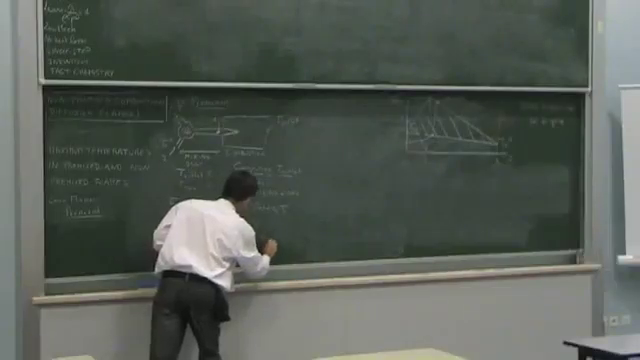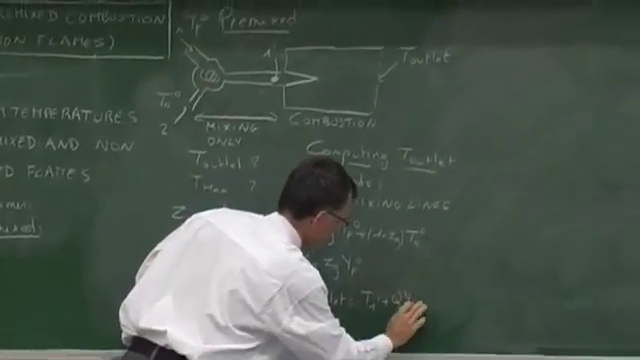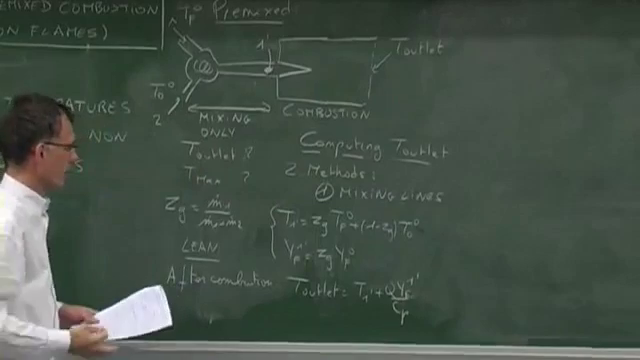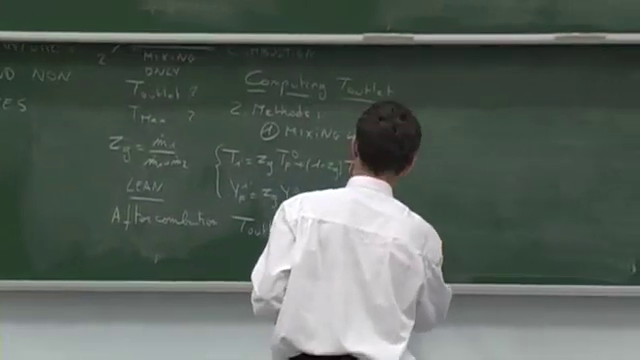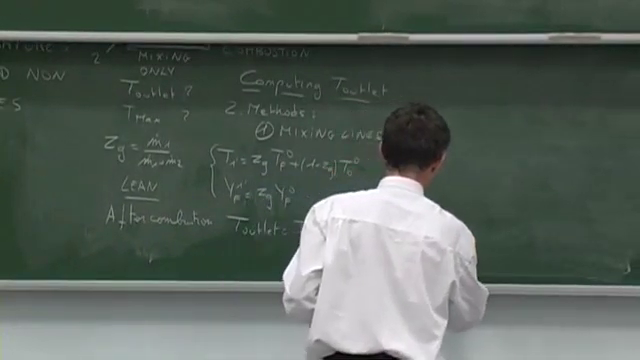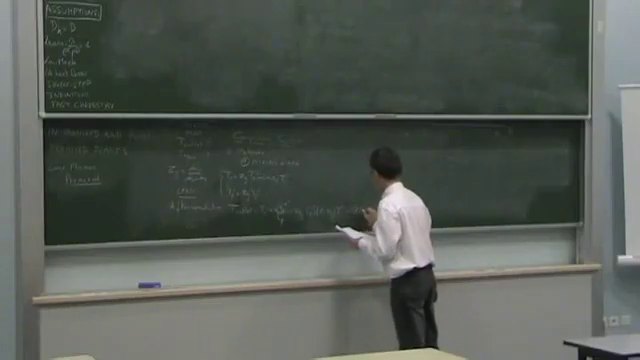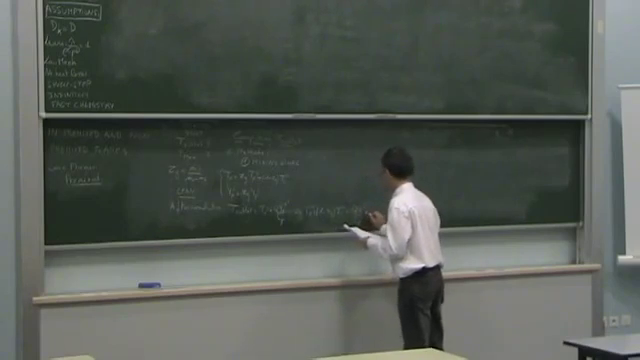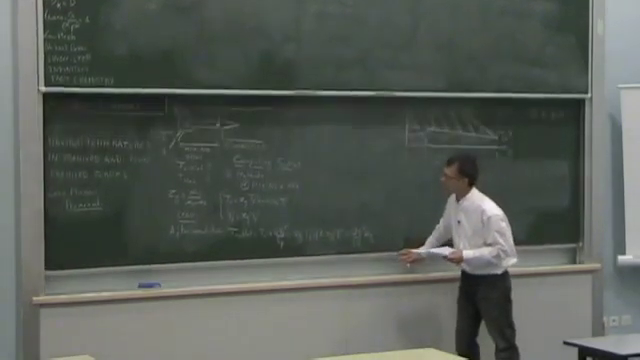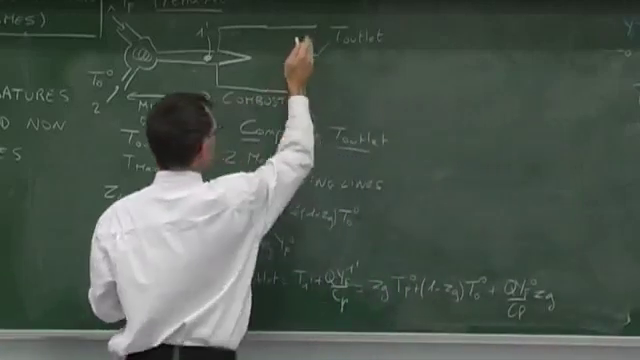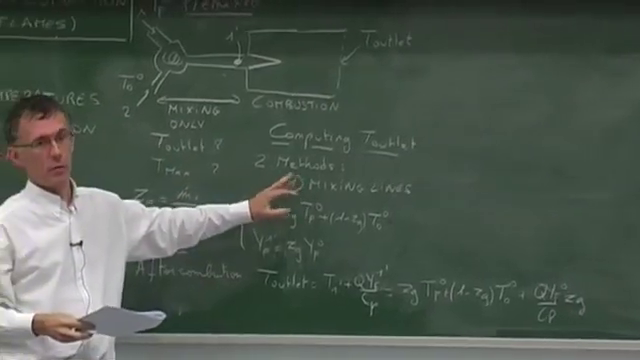which will be T1 prime plus Q Y_F1 prime divided by Cp. And so typically, this will give us what we expect, the Z global T_F0 plus (1 minus Z global) T_O0 plus Q Y_F0 over Cp Z global. So this is the temperature which will be obtained after combustion here at the outlet. That's one method to do it.